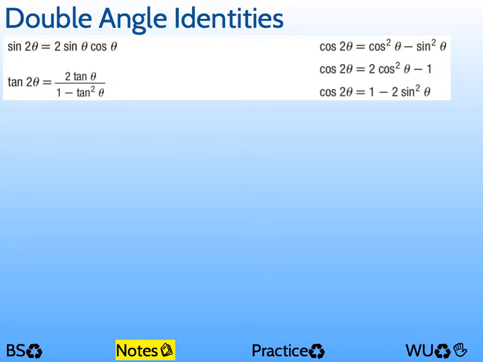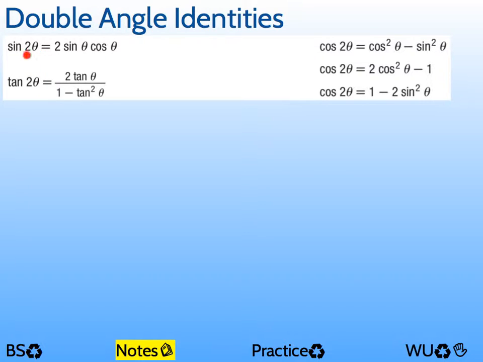These here are called double angle identities, because basically if you know sine of some angle, you can use that to find sine of 2 times that angle. So for example, if you know sine of 45 degrees, then you could do 2 times 45 degrees, which would give you, of course, 90 degrees.